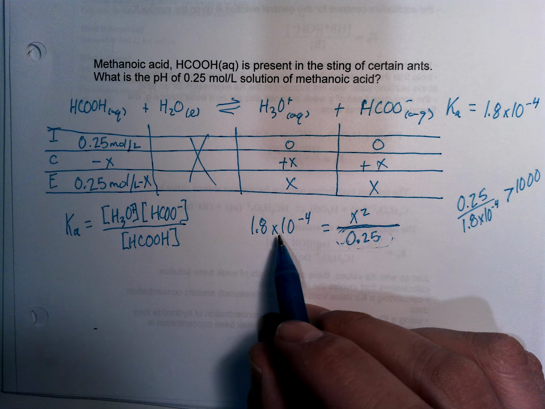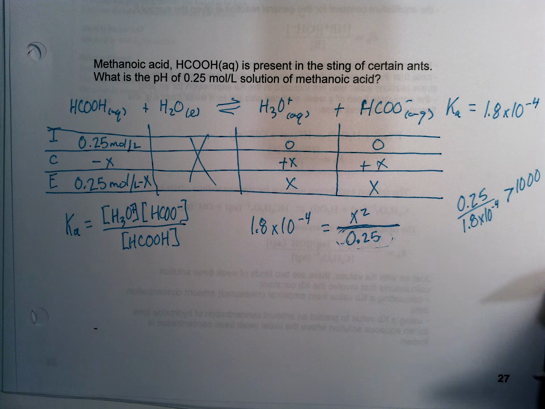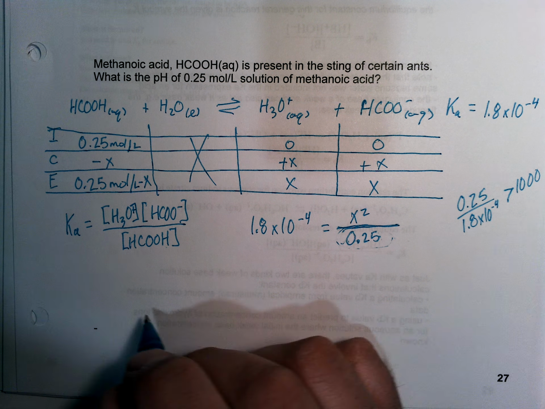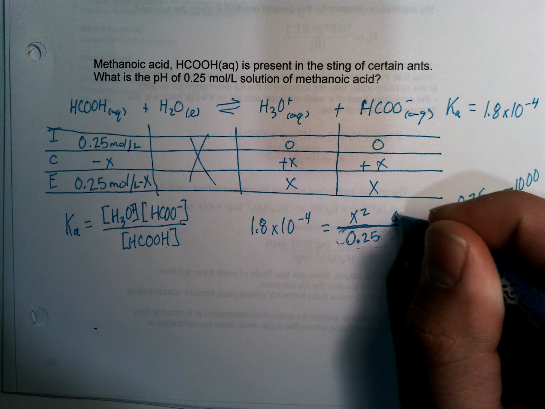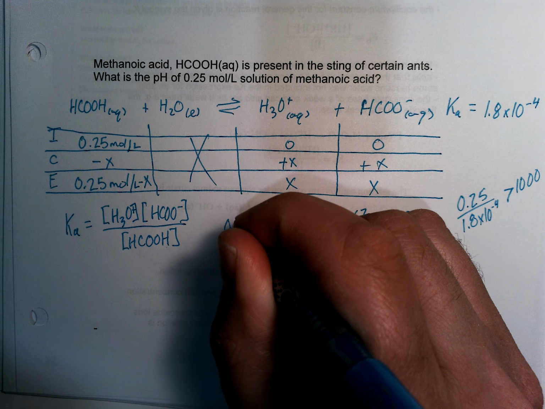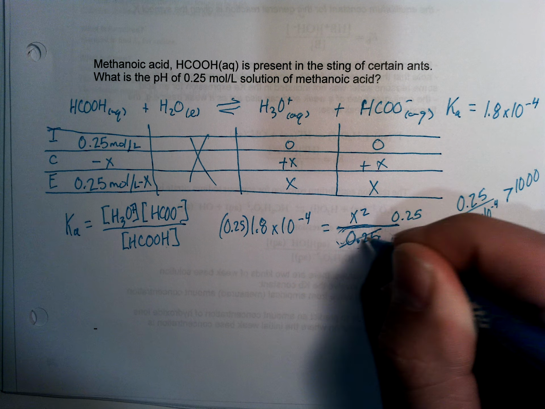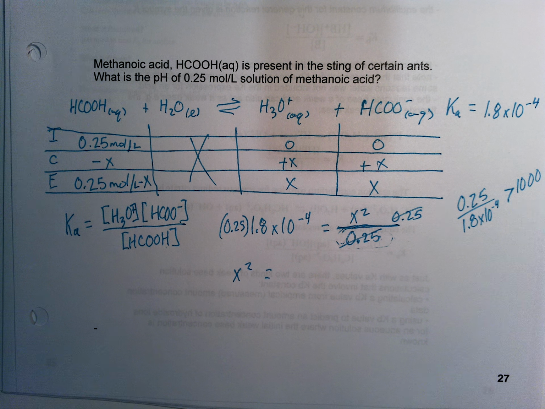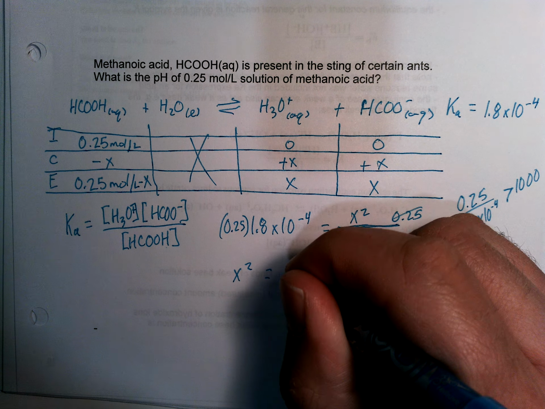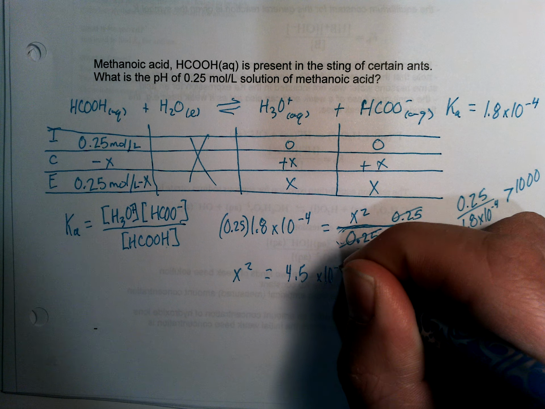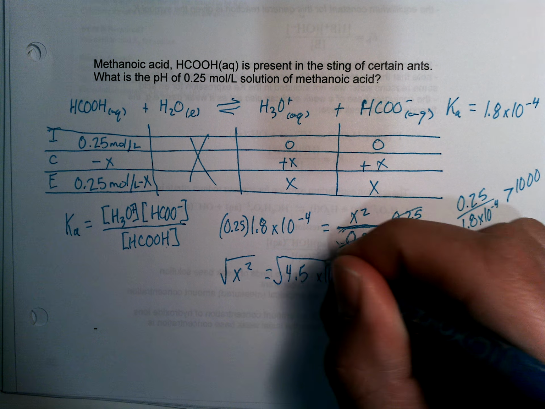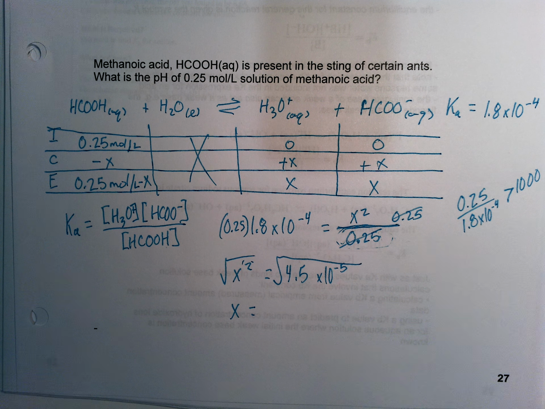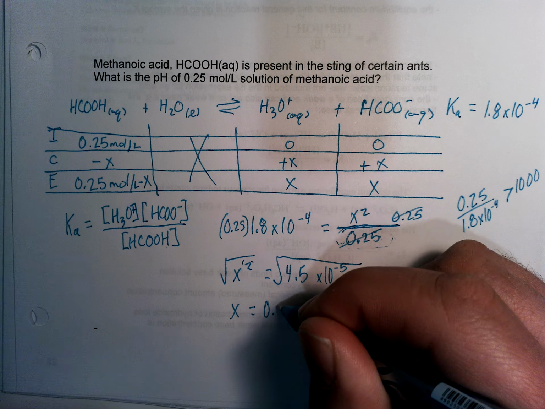Okay, so now I'm going to rearrange this to solve for x. I'm just going to times both sides by 0.25. This cancels over here, so I got x squared is equal to 0.25 times 1.8 times 10 to the minus 4, which is 4.5 times 10 to the minus 5. I'm going to square root both sides to get rid of this x squared. So x is equal to 0.0067 moles per liter. So that equals my hydronium concentration.